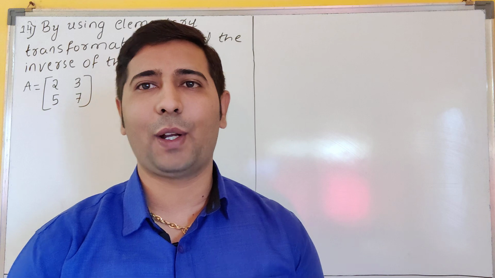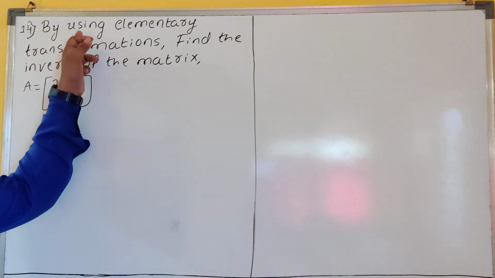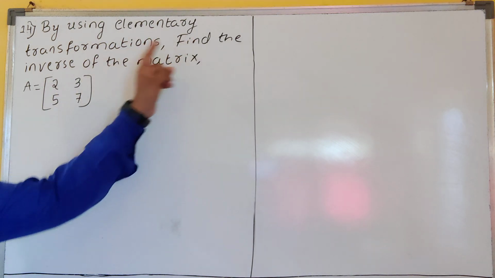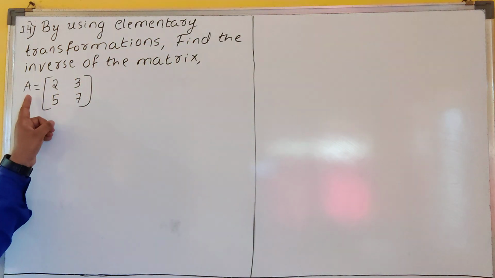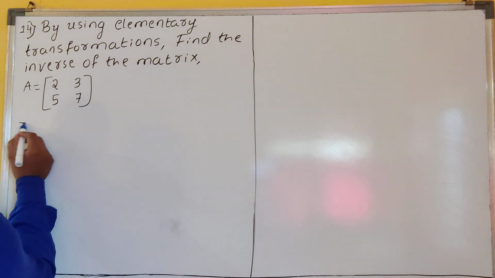In the last class we have solved question number 13. Now let us solve the next question, dear students. By using elementary transformations, find the inverse of the matrix A is equal to 2, 3, 5, 7. Very simple question, dear students.